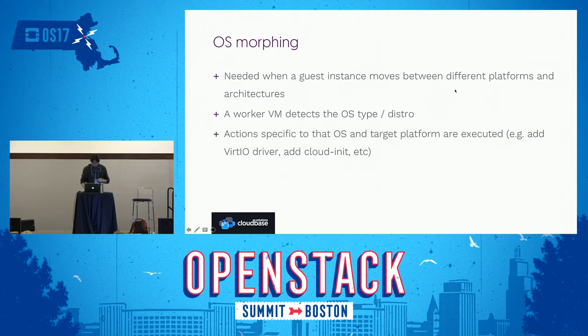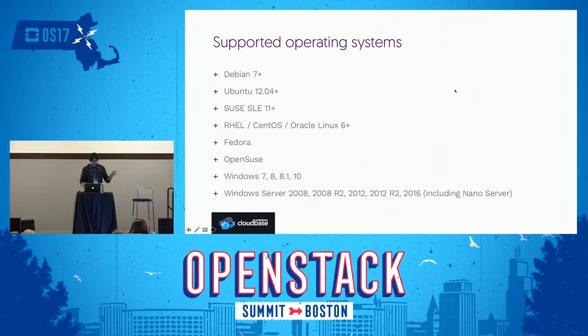What's next? Supported guest operating systems today. Debian, Ubuntu, so basically every rationally feasible version of the various operating systems, SUSE, RHEL, CentOS, Oracle Linux, Fedora, openSUSE, Windows clients, all the supported ones, Windows servers, all the supported ones, including Nano Server, okay? We are also supporting, to some extent, XP and 2003. As you know, they are not supported by Microsoft, but sometimes customers still want to move them around.